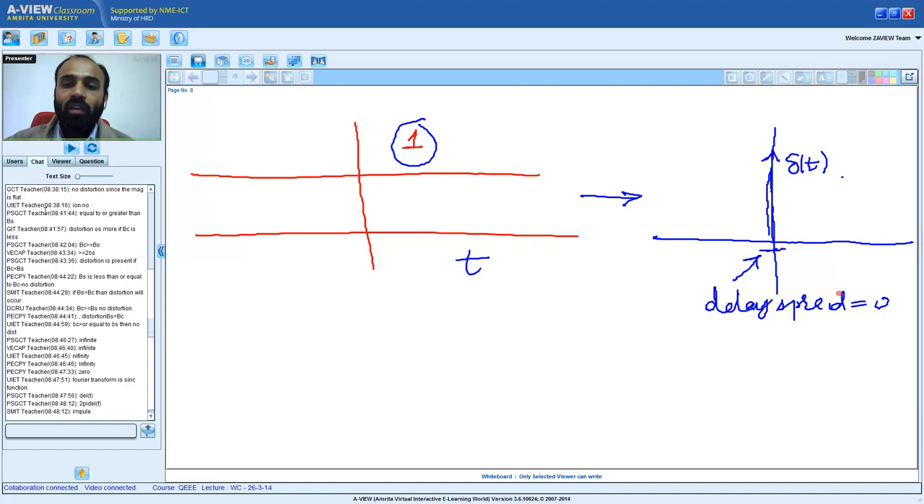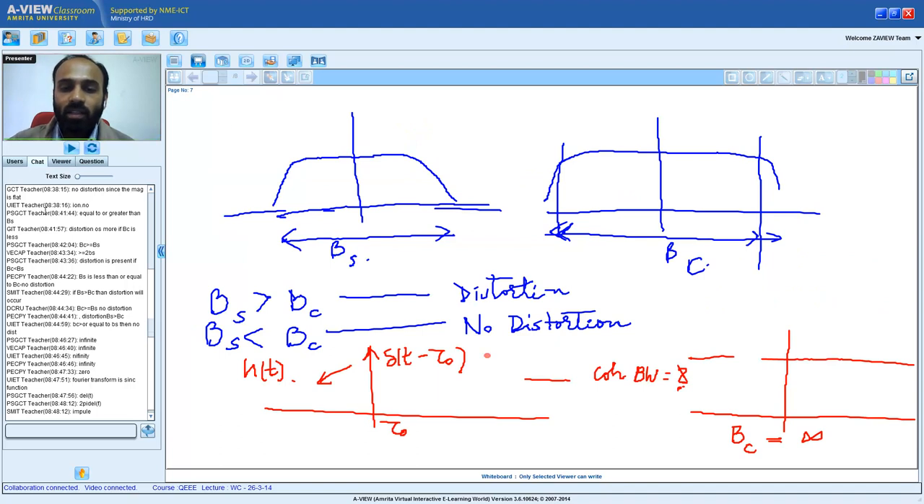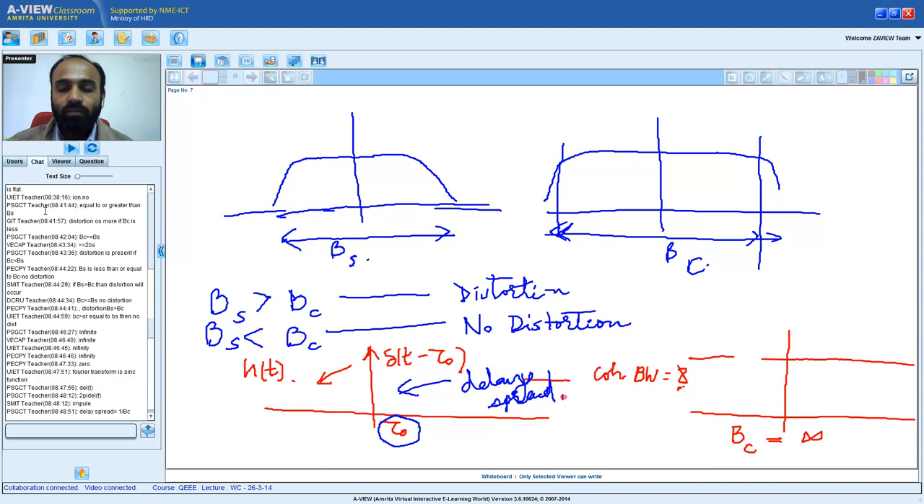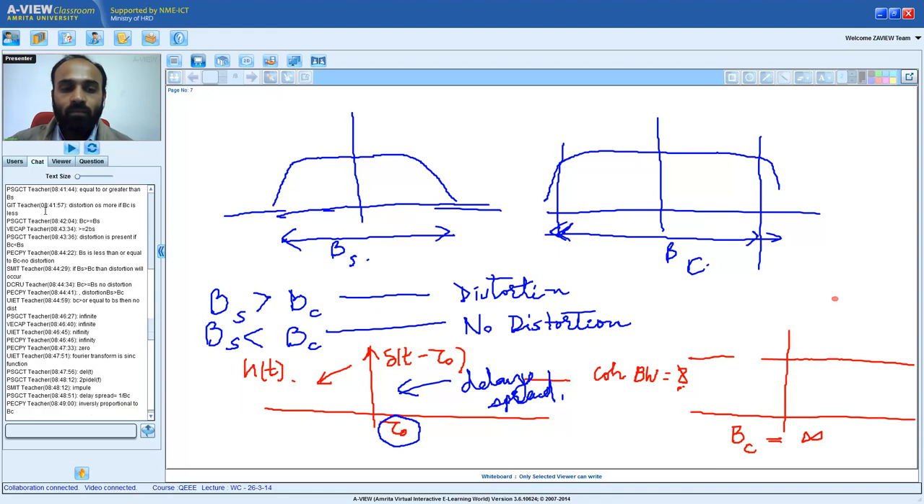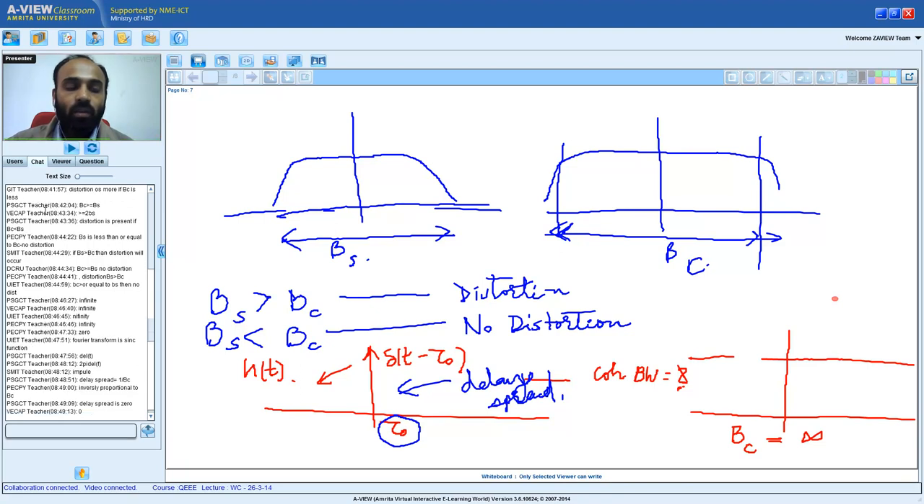I'm considering two ideal cases, right? Now, can someone tell me what is the relation between delay spread and coherence bandwidth? If you have an impulse in the time domain, what is the delay spread of this channel? What is the delay spread of this impulse at tau naught? That is the first channel that we considered. For a single impulse at tau naught, the delay spread equals 0. So if delay spread equals 0, we get coherence bandwidth Bc equals infinity.